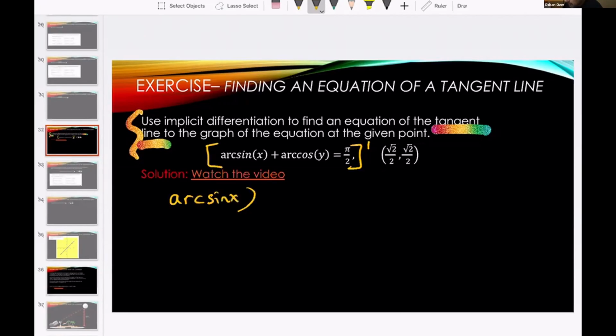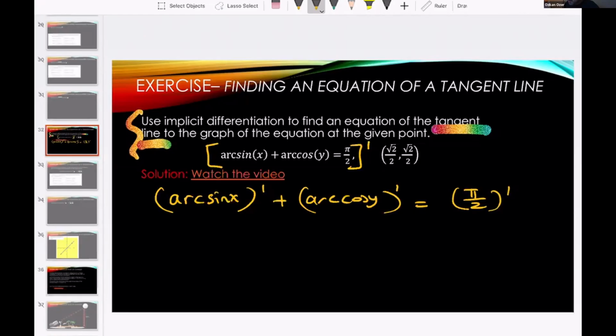Arc sine x prime plus arc cosine y prime equals pi over 2 prime. Okay. All right, so for arc sine, we have a formula. Oh, how I got -1/4. Let me just finish this first. I'll go back to your question, Dalton. Okay, I didn't see it on time, so I'll go back to that question.